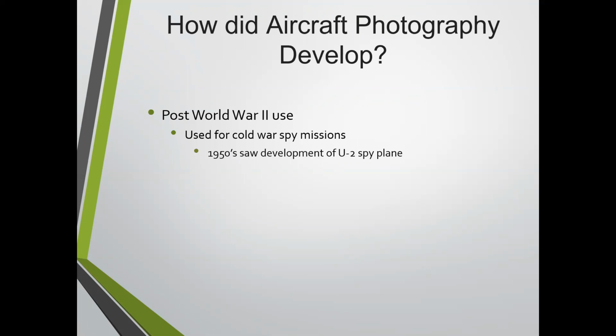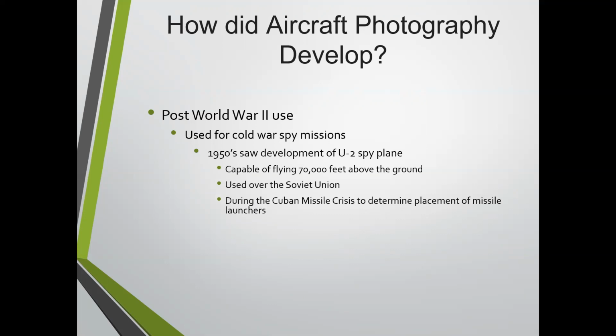So in the 1950s, the U.S. developed what was called the U-2 spy plane. Some of you have probably heard about that one. It was a big deal, particularly when it got shot down and the pilot, Gary Powers, ejected, landed in Russia and was taken prisoner. It was a big deal between Russia and the U.S. The U-2 spy planes were capable of flying at 70,000 feet above the ground. This was used over the Soviet Union extensively.